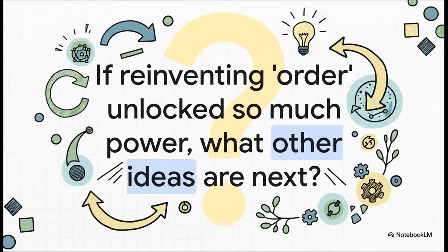So it kind of leaves you with this final thought. If reinventing something as basic as how we represent the order of words can lead to such a huge breakthrough, it just makes you wonder, right? What other simple fundamental ideas in AI are we all just taking for granted, waiting for someone to come along and give them a whole new spin?